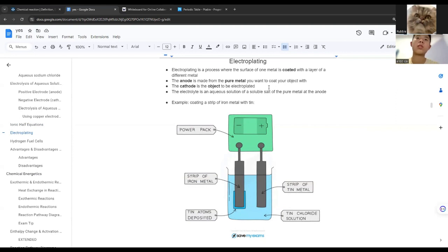Wait, no, wait, I'm lagging. The anode is made from the pure metal you want to coat your object with. Okay, yeah, the cathode is like your necklace, jewelry.